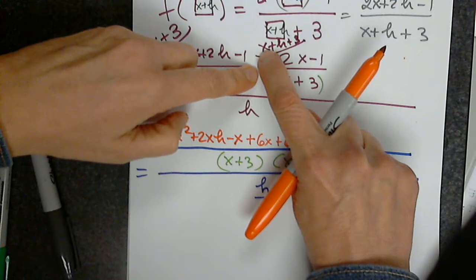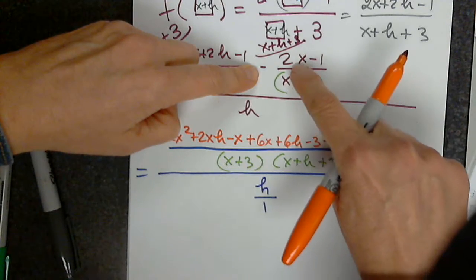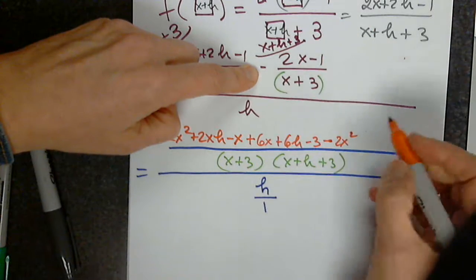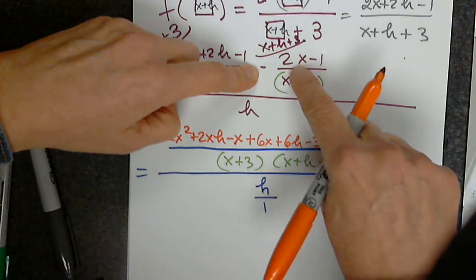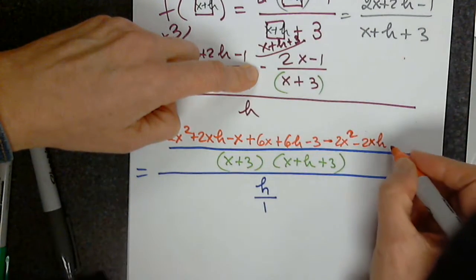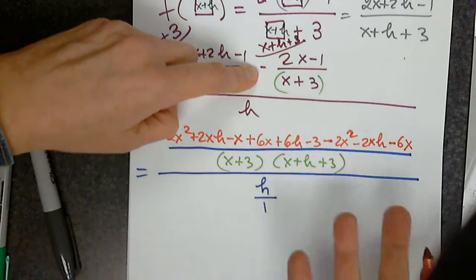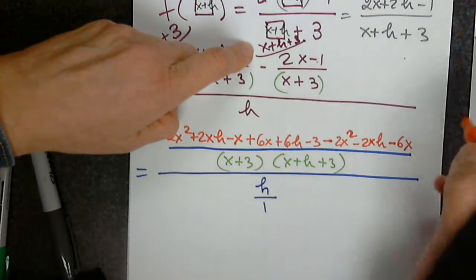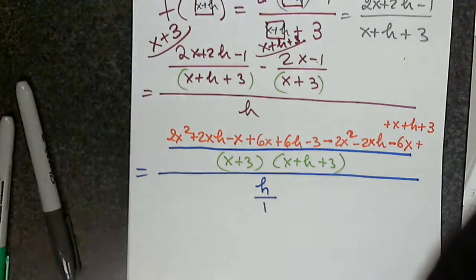2x times x with minus in front: negative 2x squared. Very good, awesome. 2x times h with minus in front: negative 2xh. Good. Negative 2x times positive 3: negative 6x. As you see, I already ran out of room. So now minus with minus will be positive, and I have to distribute. So positive x plus h plus 3. So please continue. I just didn't have room. Good Lord. Right.